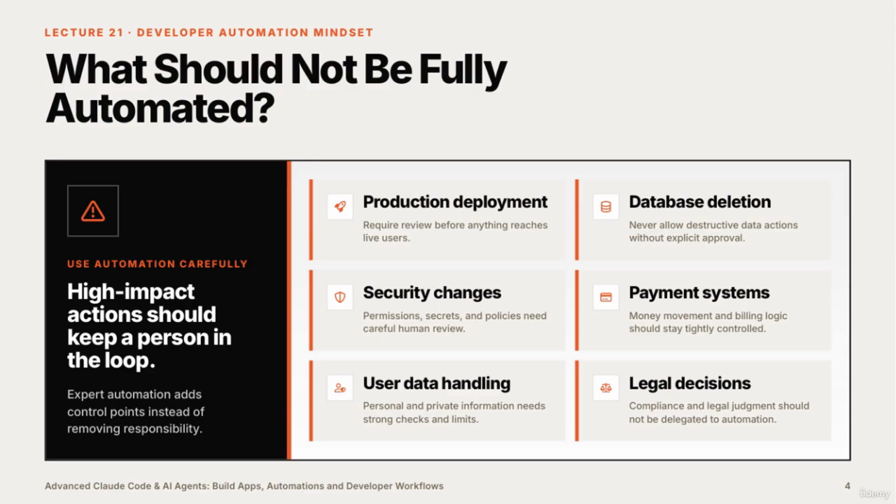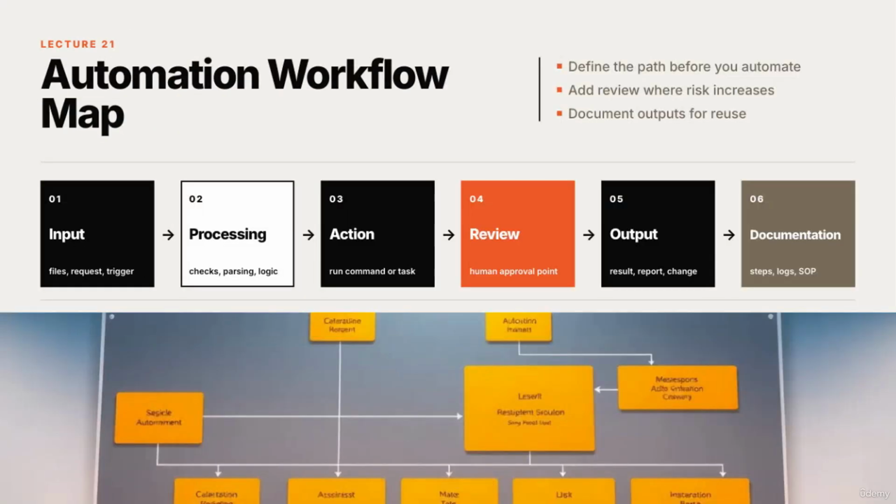Here, we have an automation workflow map that breaks down the entire process into 6 clear stages. It starts with the input phase, where files, requests, or triggers initiate the workflow. Then we move into processing, which involves checks, parsing, and applying logic to the input data. Following that is the action stage, where the system runs specific commands or tasks based on the processed information. Next, we come to the review phase.